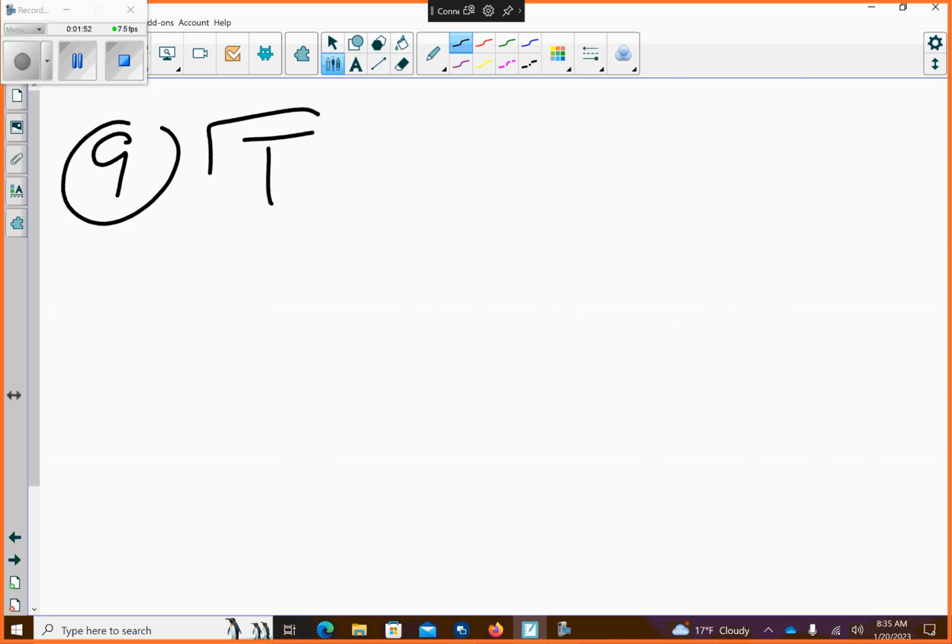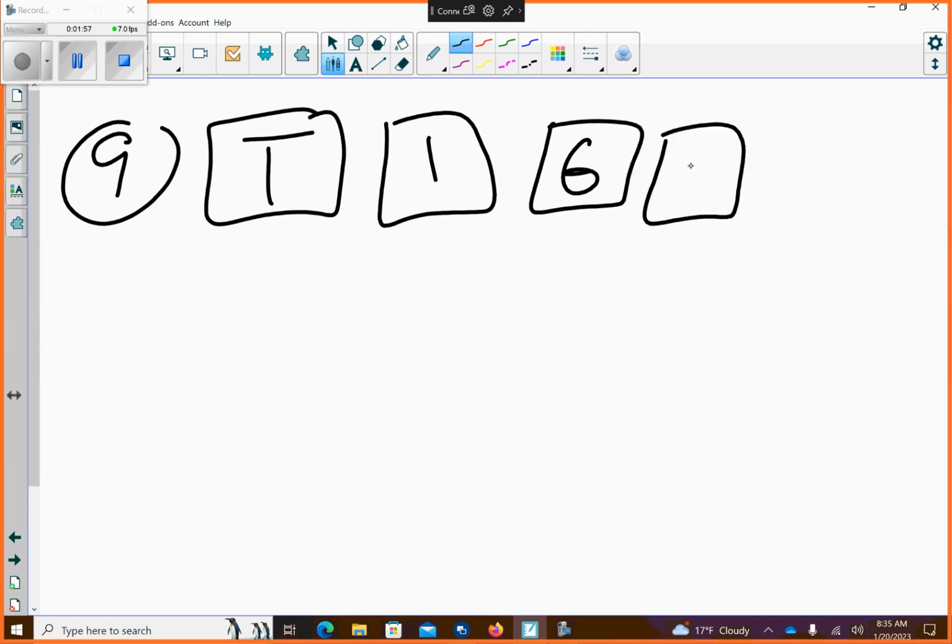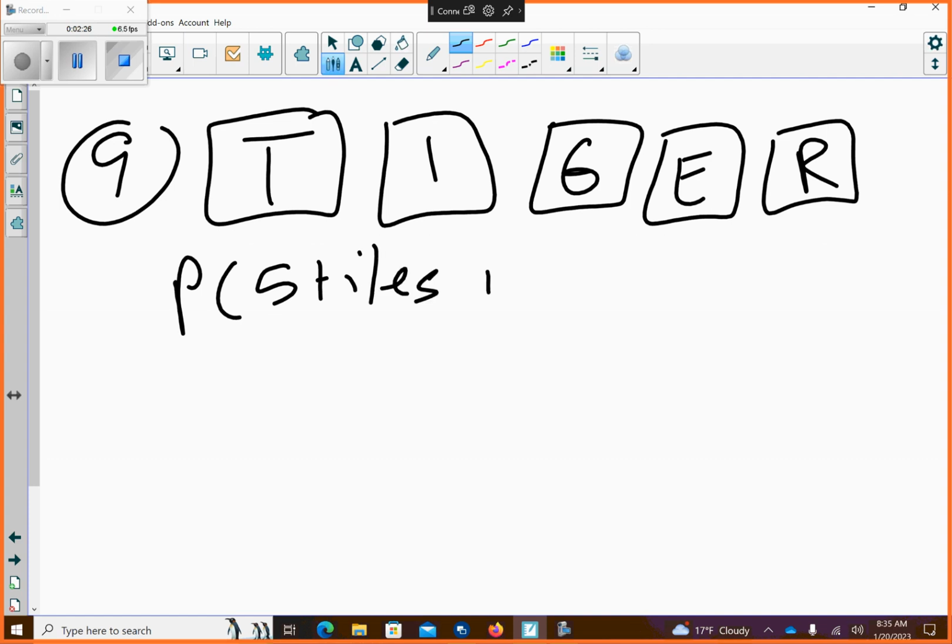you have these tiles. T, I, G, E, R. Okay? Just arbitrary looking tiles. Let's say we're mixing them all up in a baggie or a container that we can't see inside. We want the probability that we pull the tiles in... I guess it's only 5 tiles, isn't it? So it should be the probability that I pull 5 tiles in order. Okay?